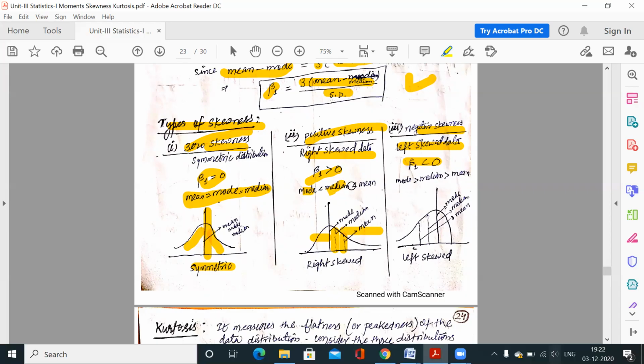Mode is greater than median, and median is greater than mean for left skewed data. Left skewed means we have a longer tail on the left-hand side, and for right skewed data we have a longer tail on the right-hand side. Here we have equal tails on both sides. So for right skewed data the tail is longer on the right, and for left skewed data the tail is longer on the left. Here the mode is higher than the middle value, and higher than the mean. You have to remember these properties.